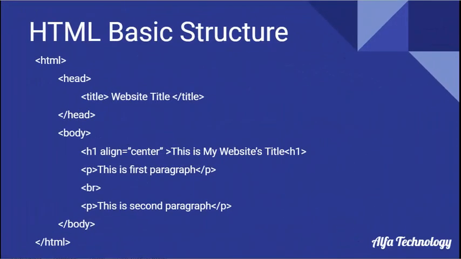Now let's see an example of the HTML basic structure. So this is the basic structure of HTML. First we have the HTML tag. So we are starting with the HTML tag and we are closing it at the end. Then we have the head tag, and inside the head tag we have a title tag. So we are opening the title tag and we are closing the title tag. In the title tag, we can write the title of our web page. After that, we have the body tag, and you can see the H1 tag, H1 stands for heading 1. So it's used to display a heading on the web page.